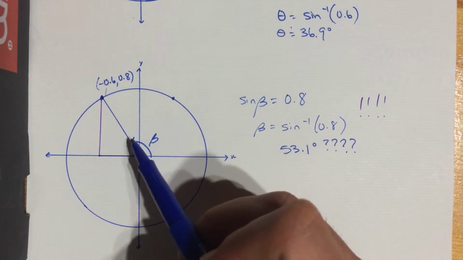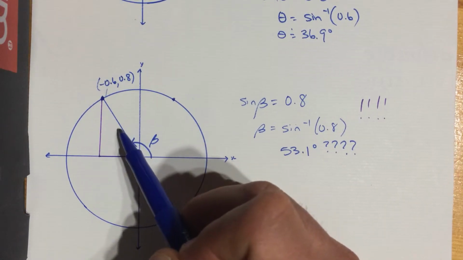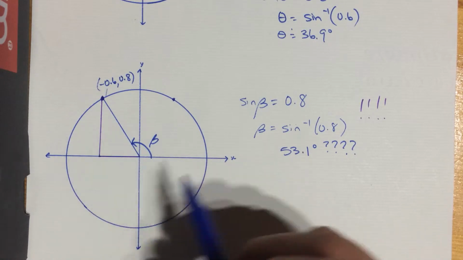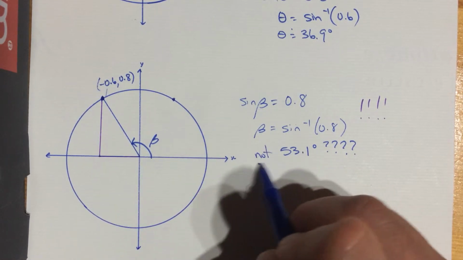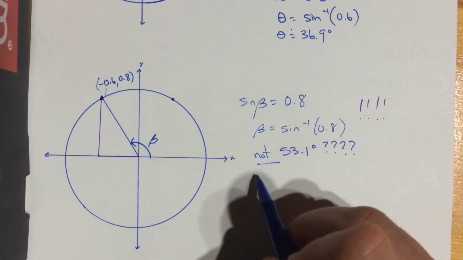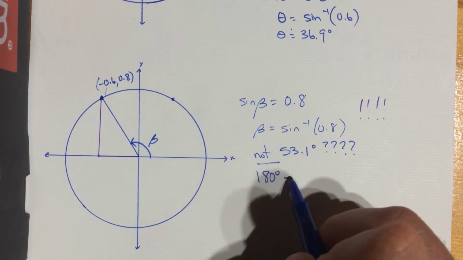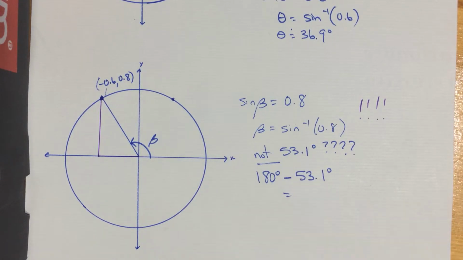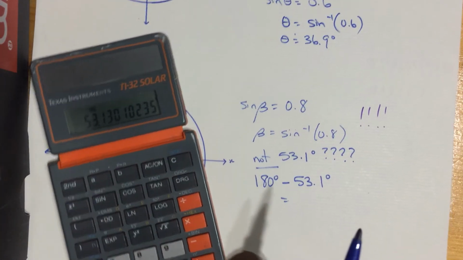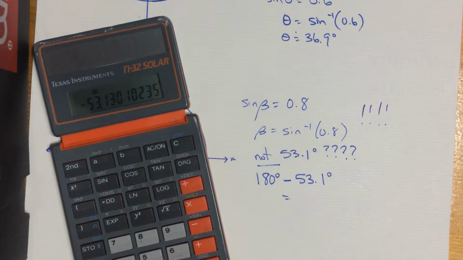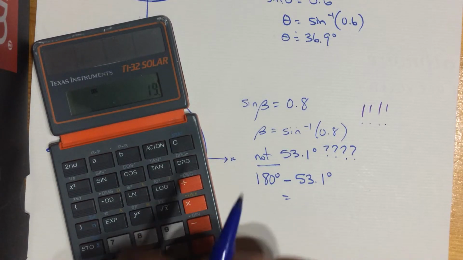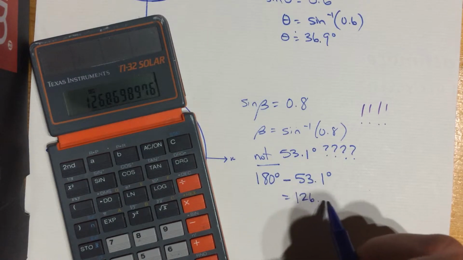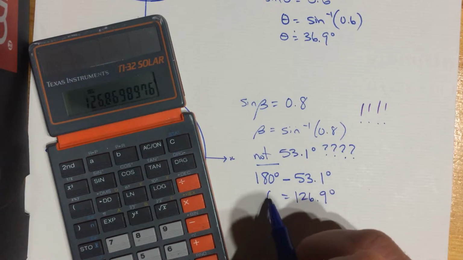So if I know that this is an angle that is on this side of the y-axis, over here in the second quadrant, then it's not 53.1 degrees. It is 180 degrees minus that value, minus 53.1 degrees. So on my calculator, the way I like to do this, I like to hit the plus minus button to make that negative, and then add 180. And that gives me 126.9 degrees. That is beta.